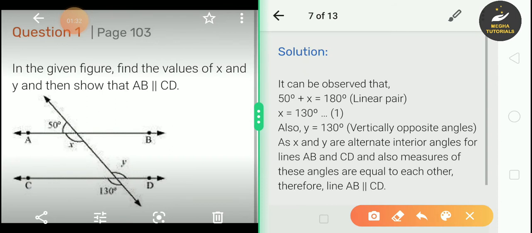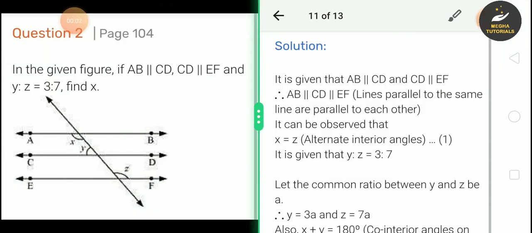Now the values of x and y: from equation 1 x is 130, and consider y is equal to 130, equation 2. So from 1 and 2 we can say that x and y are equal and they are forming alternate interior angles. Therefore we can say that AB is parallel to CD.